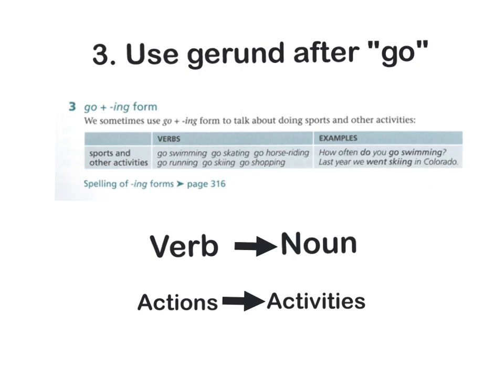Okay, the third rule is that we use gerund after the verb go. For example, we say go swimming, go skating, go horse riding, go running, go skiing, go shopping. And all these become activities. Okay, swimming is an activity, skating is an activity. Okay, with ing, it becomes an activity. For example, how often do you go swimming? Okay, it's not just the action swim, but you go to do this activity. Okay, last year we went skiing. Okay, skiing becomes an activity, a noun. Okay, so we use gerund after go to describe sports and activities.